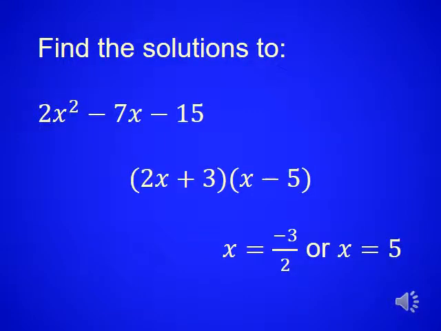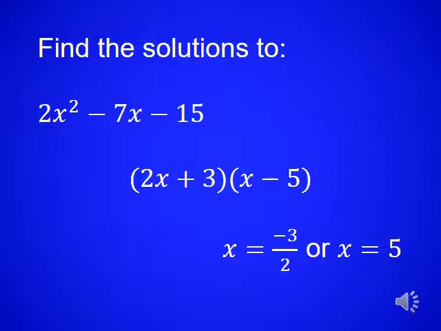Here, when we factor it, we'd get 2x plus 3 times x minus 5. Again, if you check outside and inside, you'll have negative 10 plus 3. So yeah, that is negative 7 in the middle. When you have a coefficient like this, your answer is always going to be a fraction. And this time it is negative 3 halves. And then, of course, the other answer is 5.